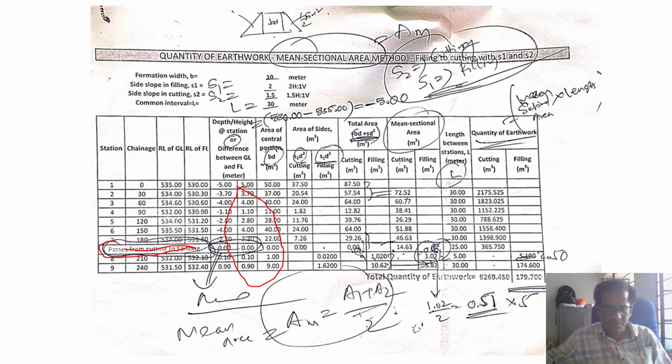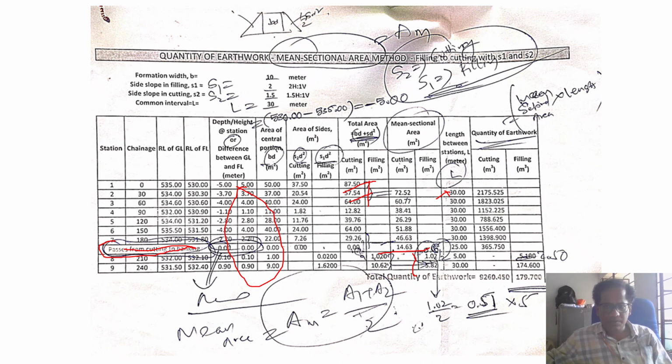Once again, we have areas here, and we calculate the mean as A1 plus A2 by 2. Understand that up to this point the cutting portion is there, but beyond that we have the filling portion, banking. Finally, we multiply with the length between two consecutive sections, that is 30 meter.